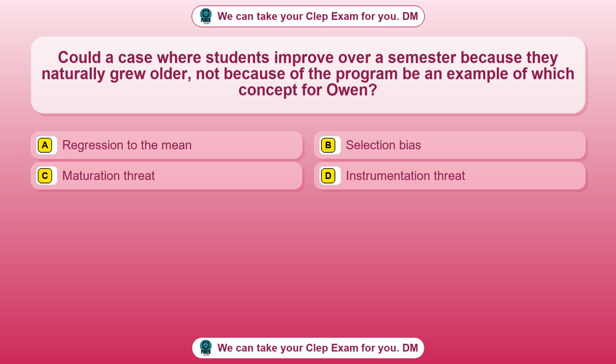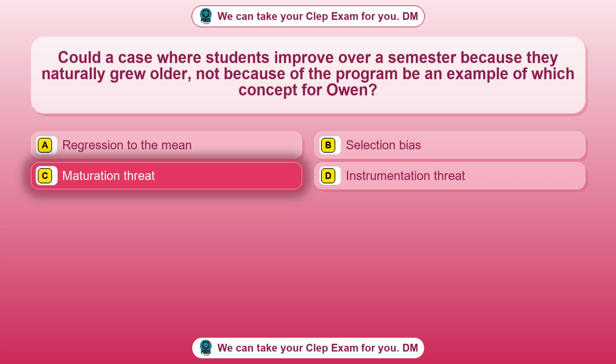Question 97. Could a case where students improve over a semester because they naturally grew older, not because of the program, be an example of which concept for Owen? Option A, regression to the mean. Option B, selection bias. Option C, maturation threat. Option D, instrumentation threat. The correct answer is option C, maturation threat.